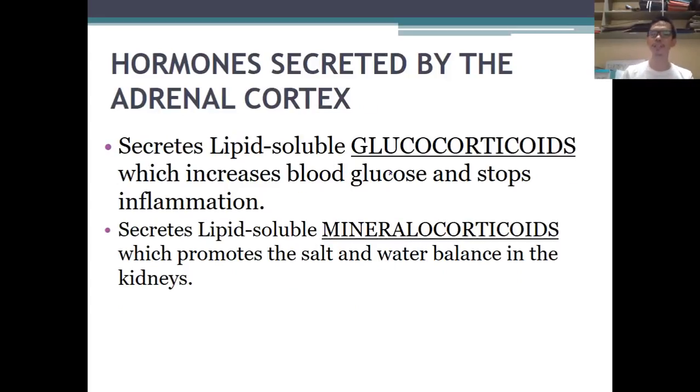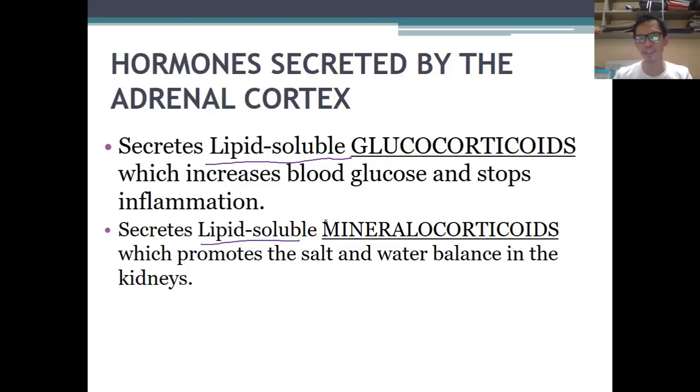Alright, next one. The cortex secretes different hormones. This is the glucocorticoids, which are lipid soluble. And the other one is another lipid soluble hormone called mineralocorticoid. So hopefully you will be able to remember this long term. So what is the difference?